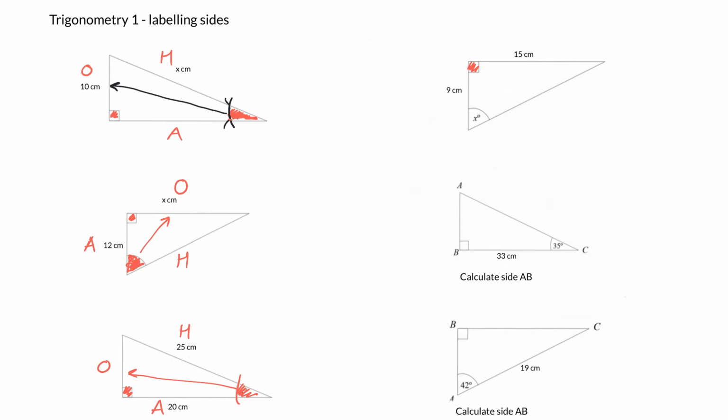So there is the right angle, the side opposite that is the hypotenuse. There is the angle that we've either got or we're looking for. The side opposite that is our opposite, and the one we haven't labelled is our adjacent.